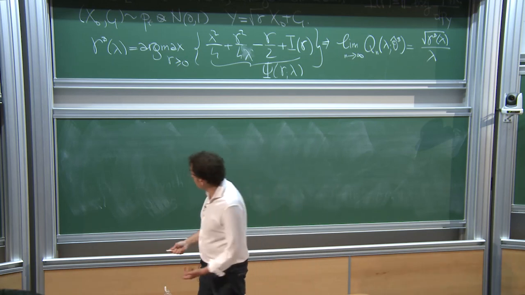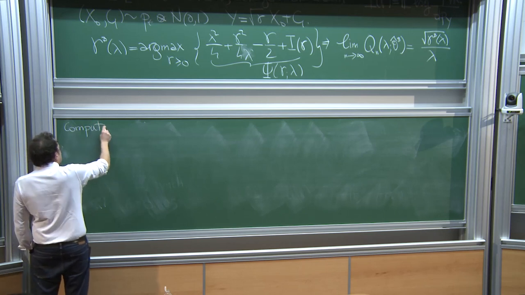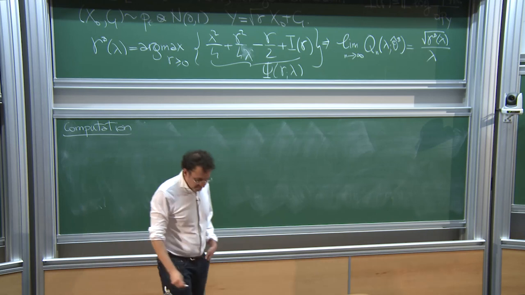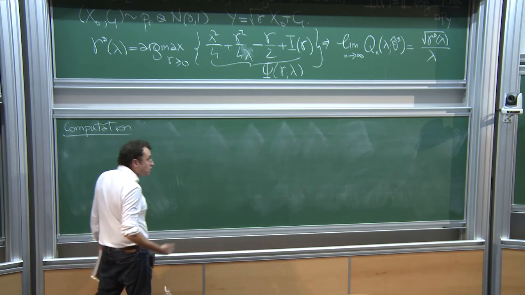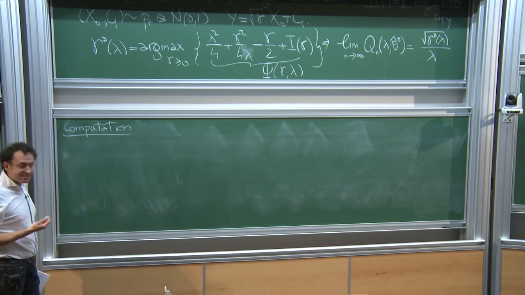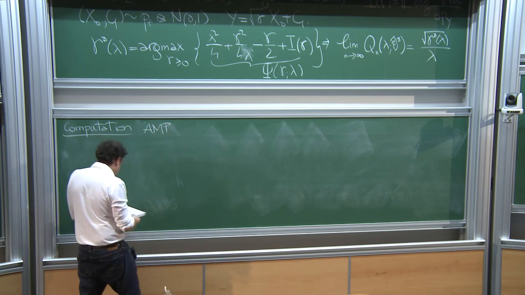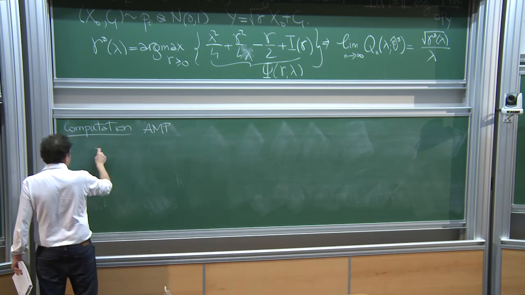Second, can we compute these things efficiently? Okay. So it turns out that you can in some cases. As often in life the answer is, it depends. And one way to do it is by this AMP algorithm. So in this case, one way to implement the algorithm is the following.